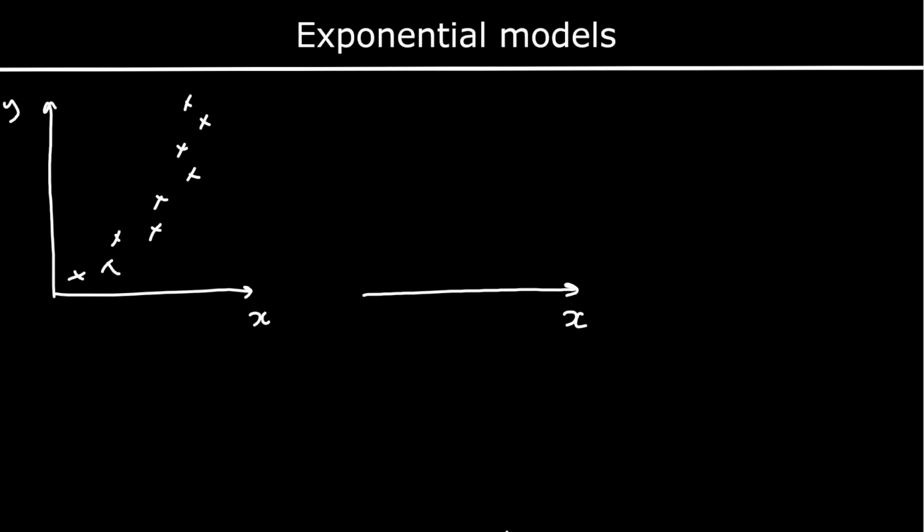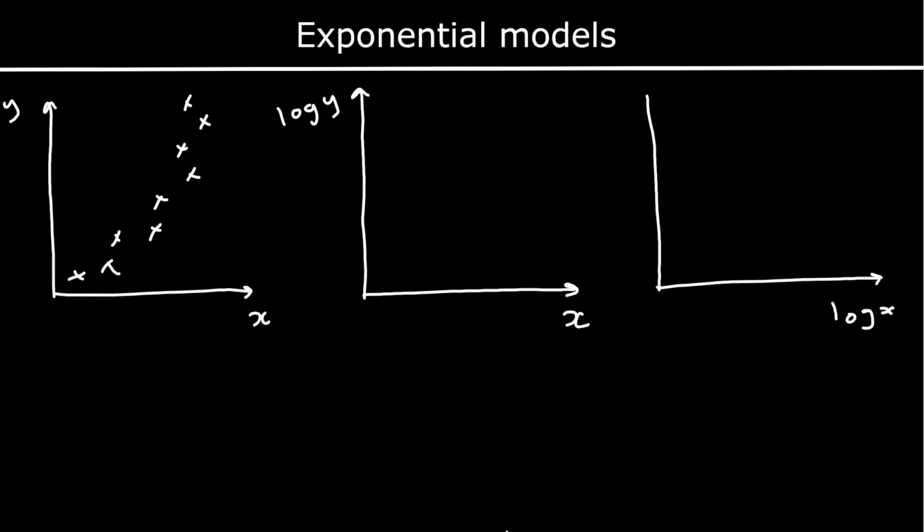And there are two different ones we're going to look at. So we could either have x against log y, or we could have log x against log y. So when we change it to an exponential model, we might get a better fit for our data, and then it'll be a more useful regression line, a more useful model to use.